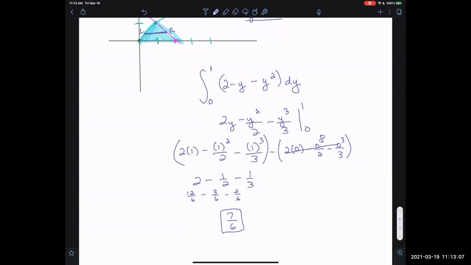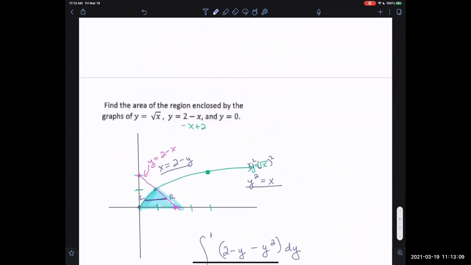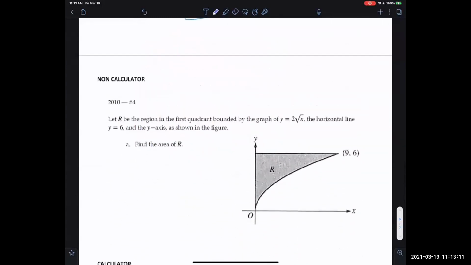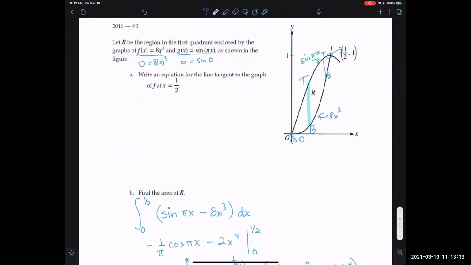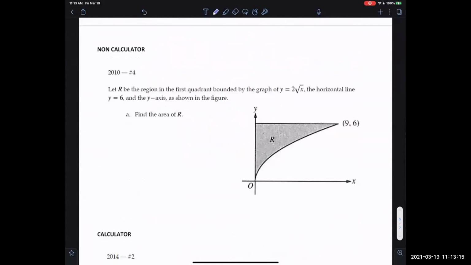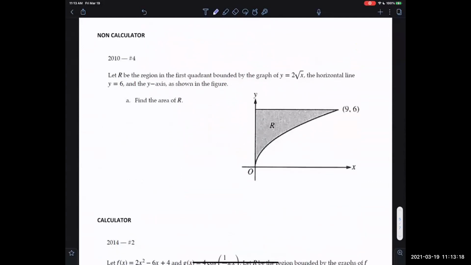Okay. All right. I'm going to do one more, but I'm actually going to have you do the one that's non-calculator. This one. I'm just going to charge you with figuring out if it's top minus bottom, right minus left, and to pause your video and then come back and see the answer. Okay.